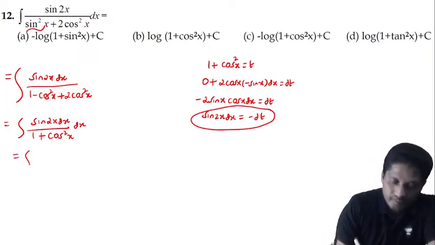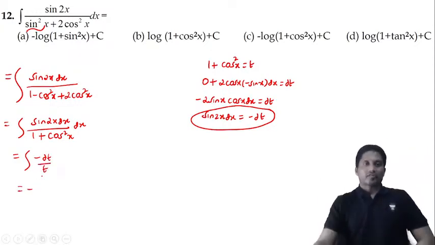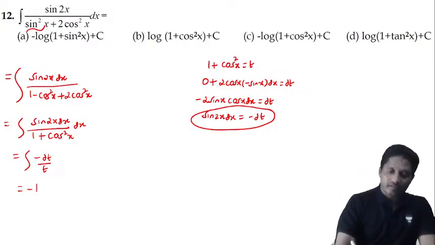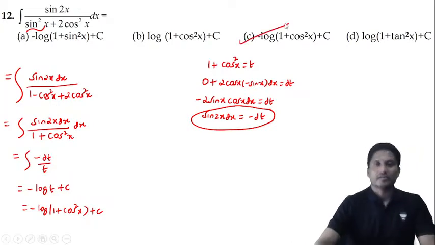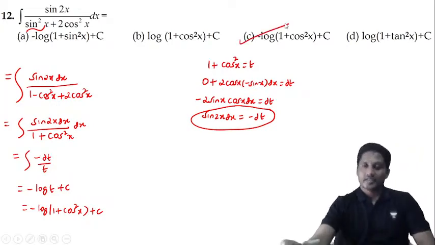This becomes numerator minus dt, denominator t. It should be minus the integration of 1 by t, which is log t. Understand, guys? Plus c, which should be equal to minus log of, what's the value of t, 1 plus cos square x, plus c. Answer should be option C only. Let's move to the next question.